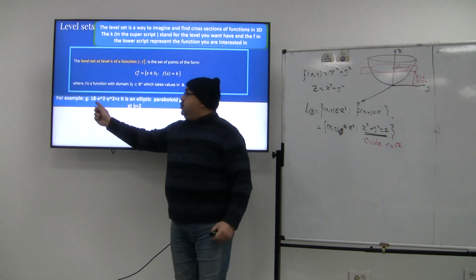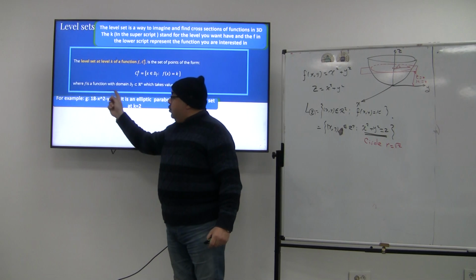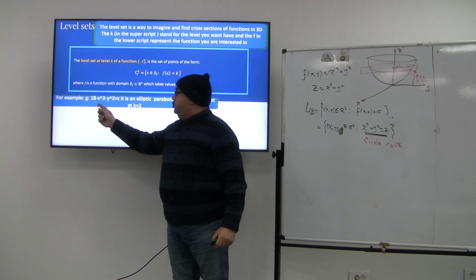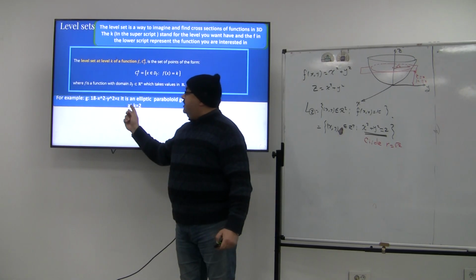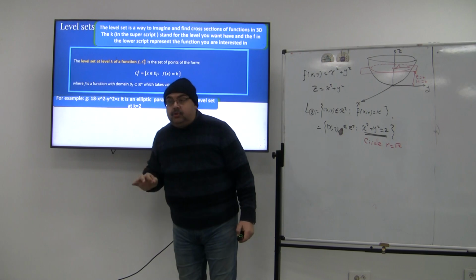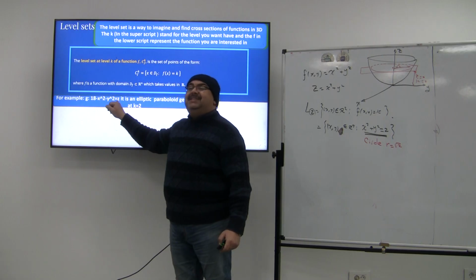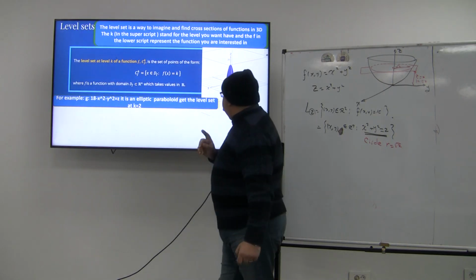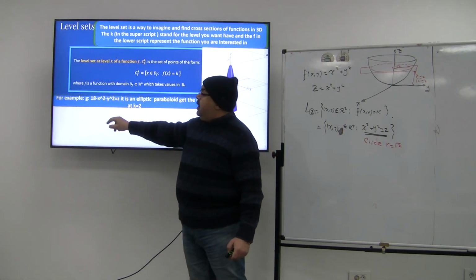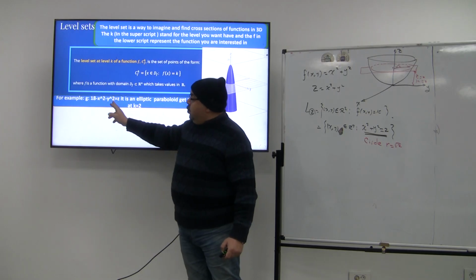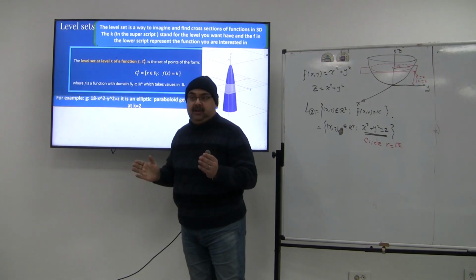Once more, this is an equation of 18 minus x squared minus y squared equal to z, and that's an equation of a paraboloid, an elliptic paraboloid, and he wants you to find the level set at k equal to 2. So what I'm going to do, Adham, is once more write the equation and replace z with the value of 2. By the idea, that's the shape of the elliptic paraboloid that I'm talking about, because it's going to be x squared plus y squared equal to negative z plus 18. That's the general shape.